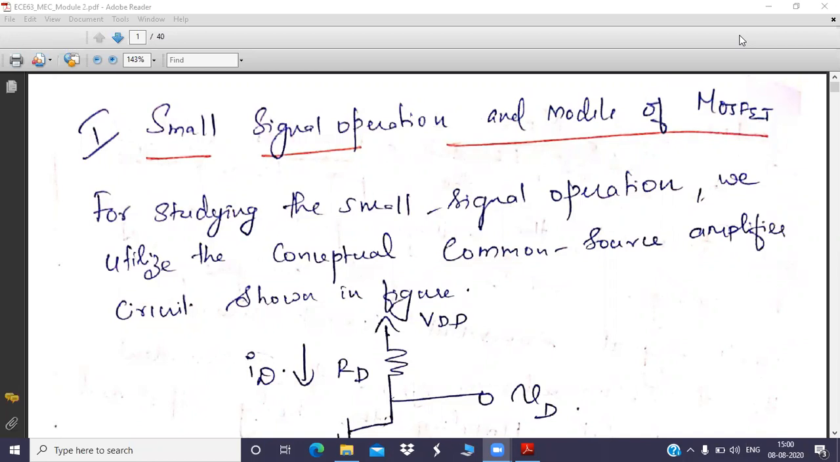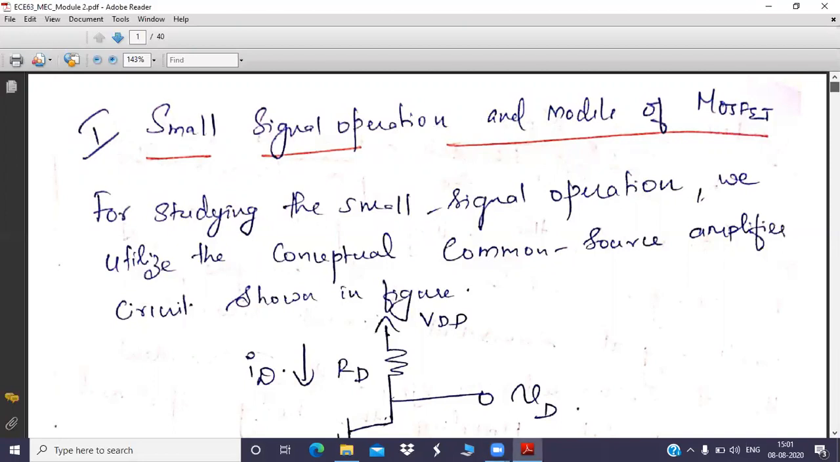Today I will be starting with the second module. In the second module, you have the small signal operation and models of MOSFET, and you will have the first CIE on coming Thursday, 13th. I'll be sharing the question paper in your WhatsApp group on the particular day and time, and within 1 hour, you have to write your answers, scan the answer sheet in PDF format, and upload it in the classroom.